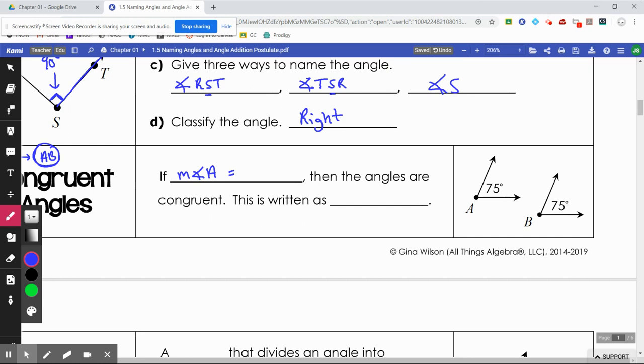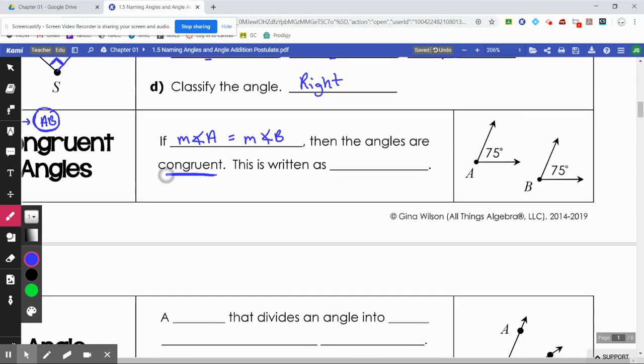So if the measure of angle A is equal to the measure of angle B, these two have the same measure, then they are congruent. This is written as angle A is congruent to angle B. And again, I told you the relationship last video that if the measurements are the same, that's what makes them congruent. What does it mean to be congruent? That means they have the same measures. Measurements are equal, shapes are congruent. Now this is talking about the shape itself.